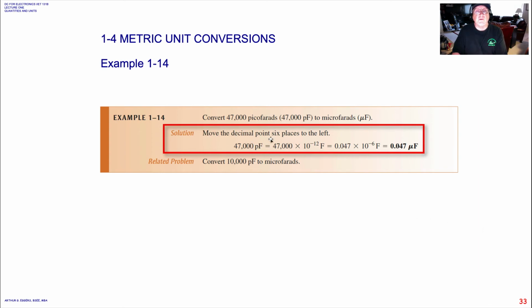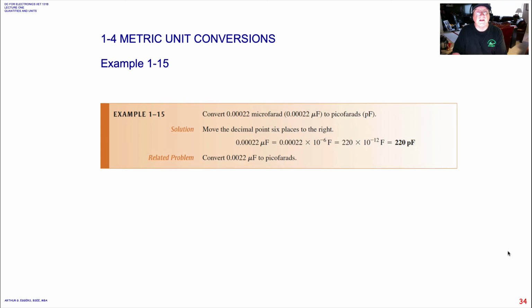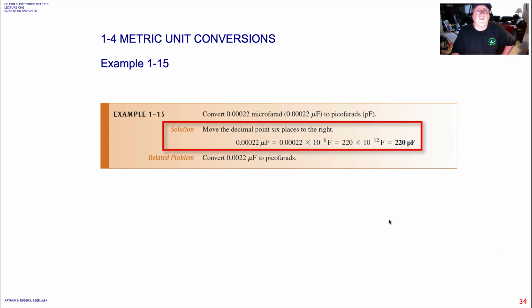So moving the decimal point now 6 places to the left will allow us then to convert this to a microfarad value. So 47,000 picofarads, 10 to the minus 12th. If we move the decimal point then 3 more places, so we've got 1, 2, 3 with the 0 in front, times 10 to the minus 6th gives us 0.047 microfarads.